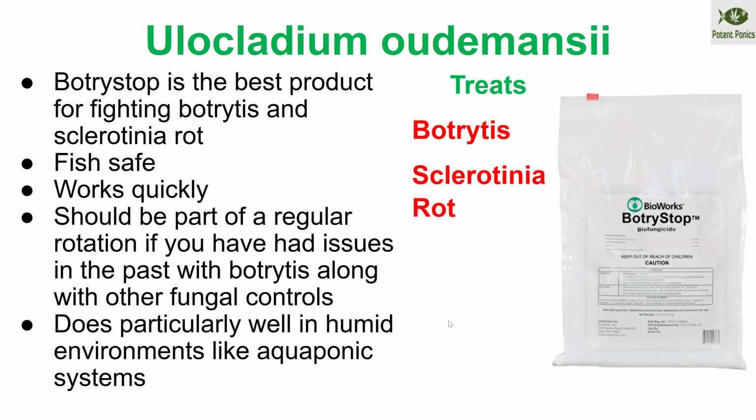This is another one that I don't see people talk about as much, and it's a good product that, for whatever reason, doesn't seem to be quite as well known. But Ulocladium oudemansii is a wonderful little fungus that loves to feed on botrytis and sclerotia. I know a lot of people with vegetables, leafy greens, strawberries, tomatoes really struggle with botrytis, and this stuff works really good, which is why I chose it.